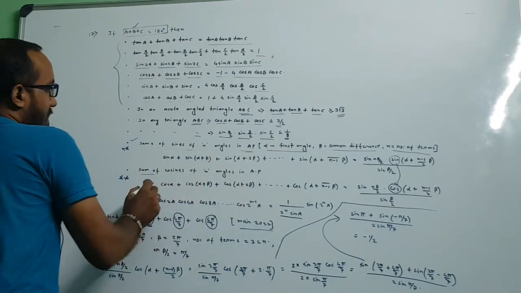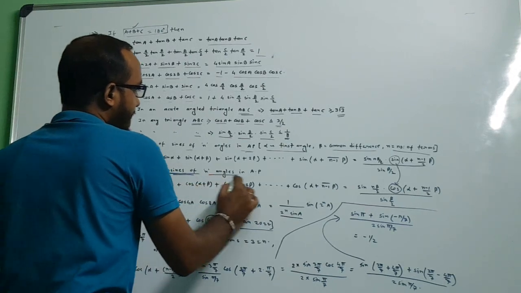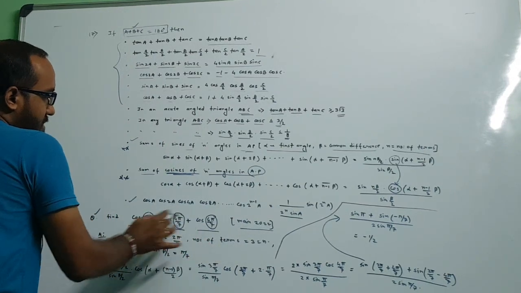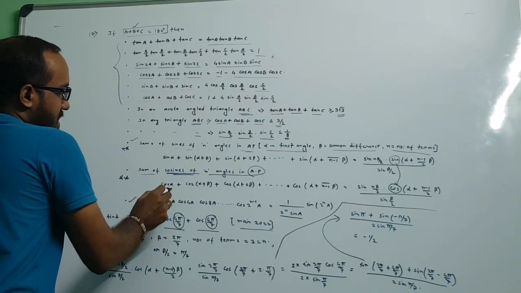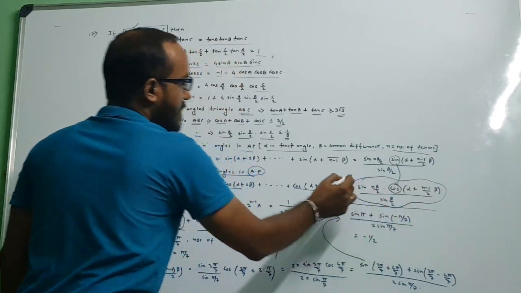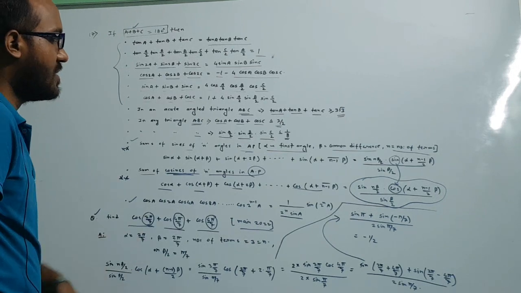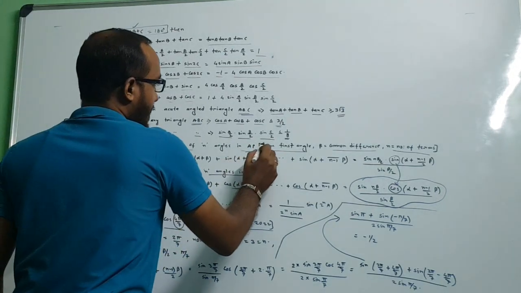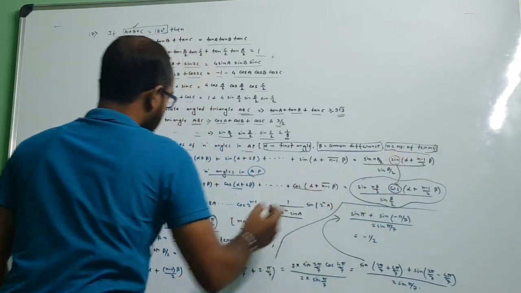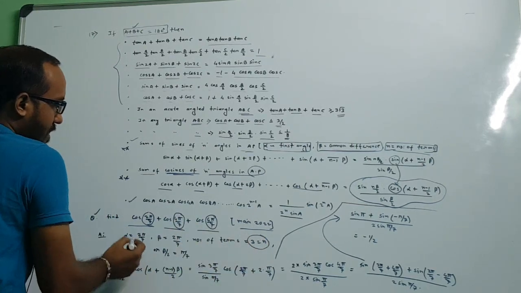So see, we have just learned that if the cosines of n angles are in AP, that means these angles are in AP, then we can use this formula: sin of n beta by 2, cos of alpha plus n minus 1 by 2 beta, divided by sin of beta by 2. Remember, alpha is the first angle, beta is the common difference, and n is the number of terms. Here the number of terms is 1, 2, 3, so n is 3.